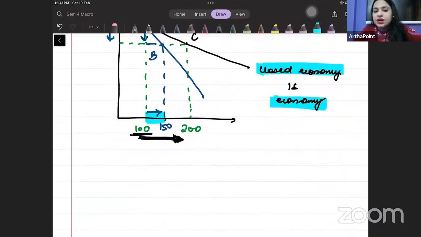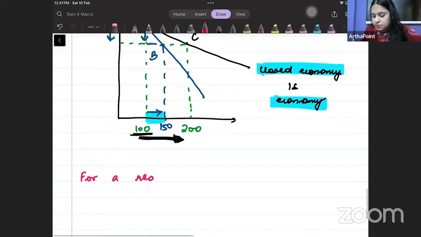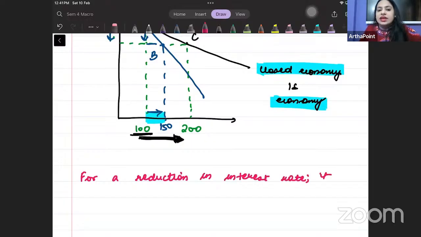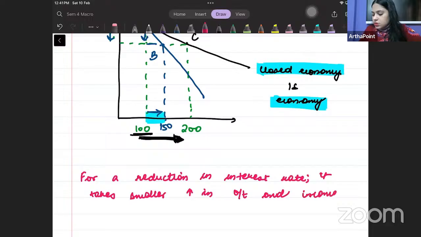And what does a steeper IS curve mean? It means that, please write down, for a reduction in interest rate, it takes a smaller increase in output and income to restore goods market equilibrium.